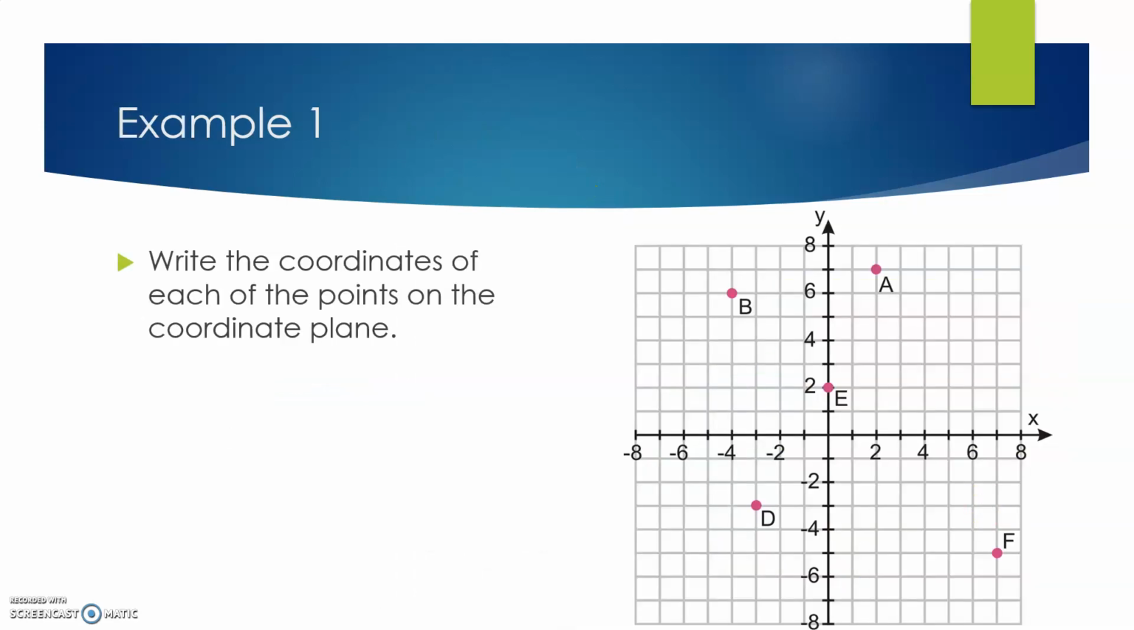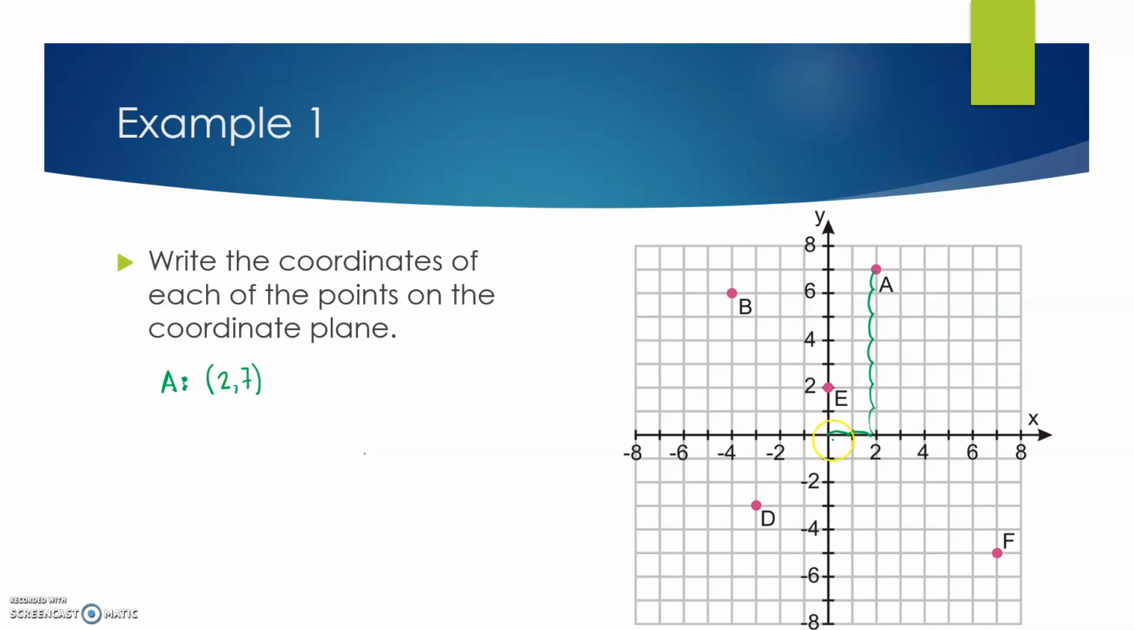Write the coordinates of each of the points on the coordinate plane. All right, so I'm just going to go in alphabetical order. Looks like we've got point A. If we start with point A, I'm going to count how many points over it is. It's 2 over. So in the x direction, I move 2. And then in the y direction, I move 1, 2, 3, 4, 5, 6, 7. Notice I did count from the top down, but you could count from the bottom up. It doesn't matter which direction you go. So those are the coordinates of A.